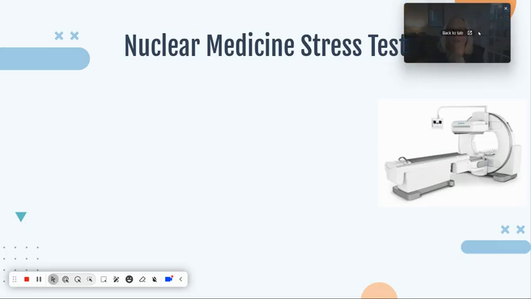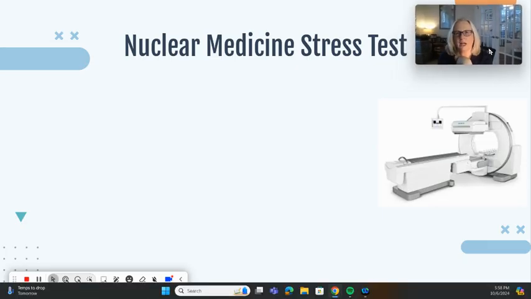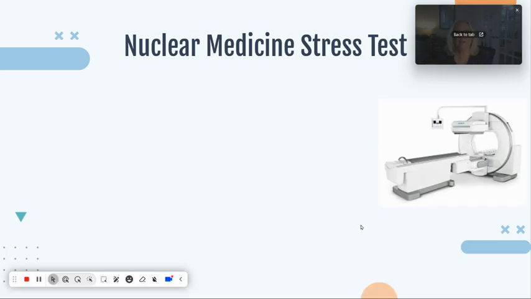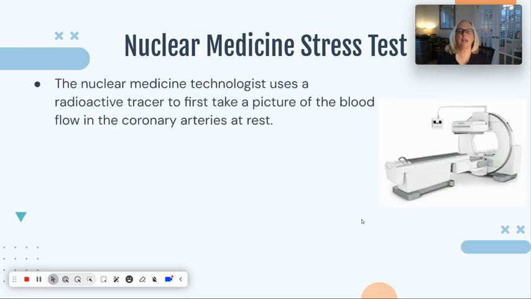All right, so let's talk about those people. So a nuclear medicine stress test, which is a majority of the ones that I do at the hospital. Okay, so what does that mean? That means that we have a nuclear medicine technologist that works with us. They use a radioactive tracer. It's not a dye, it's a tracer that gets injected into the patient through an IV, and it flows throughout their body. So it kind of lights them up, if you will. They become radioactive inside their body. So they now emit what's called gamma rays.